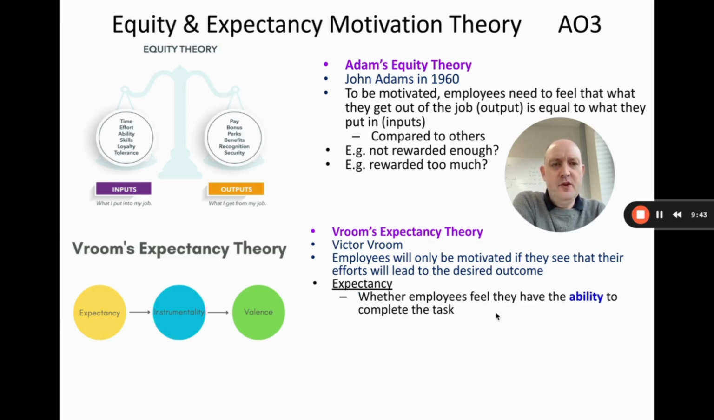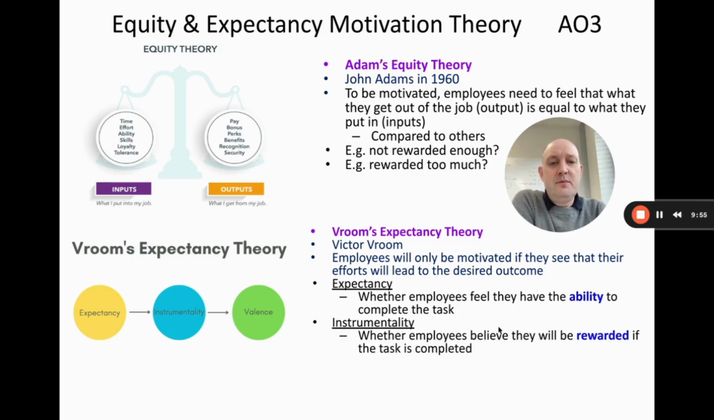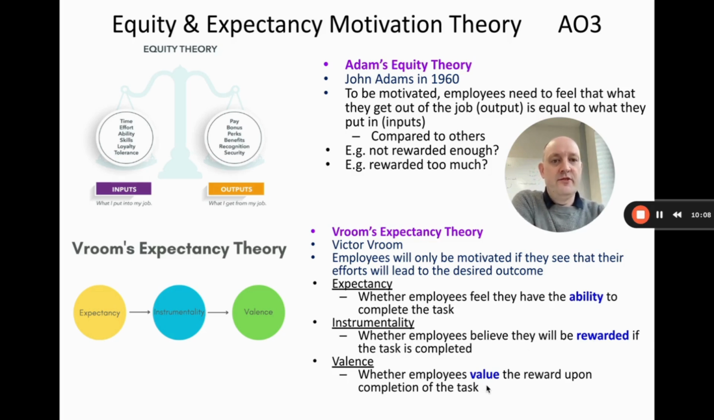So employees must have the feeling that they have the ability to complete the task. So employees will be motivated to do a task if they feel that they can do it. Secondly, instrumentality. Employees will be motivated if they believe they will be rewarded for completing the task. And finally, valence. Employees feel that the reward they get is valuable. So they feel that the reward is valuable and therefore it's worth doing. And so these three things need to be there in order to motivate employees.